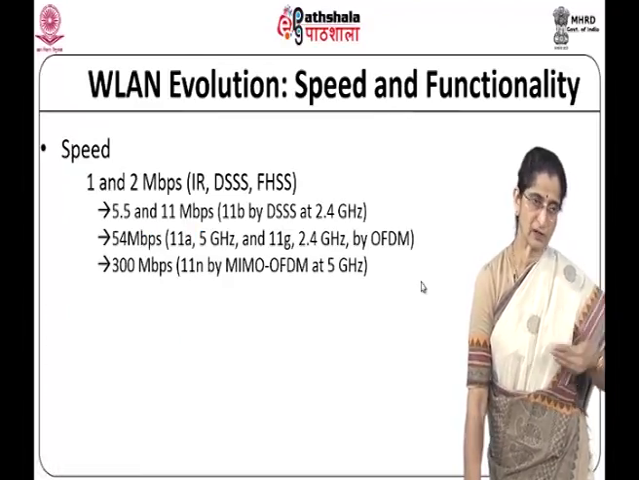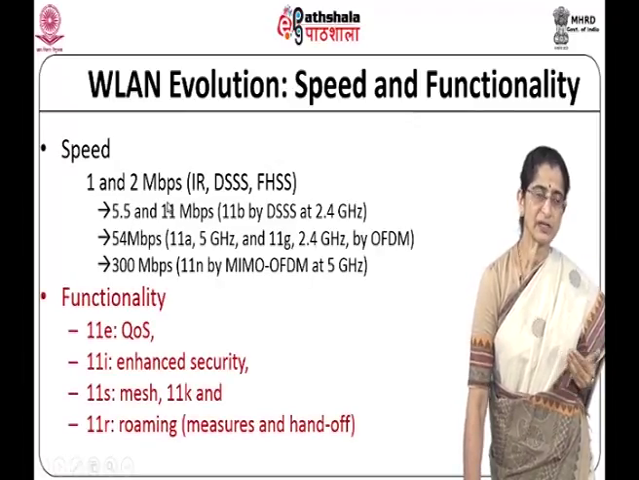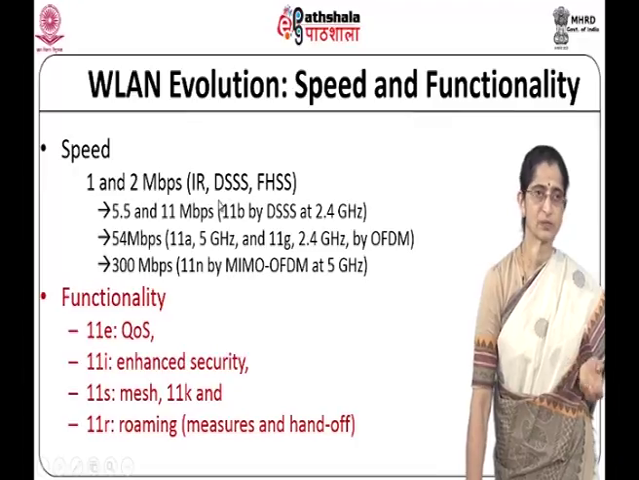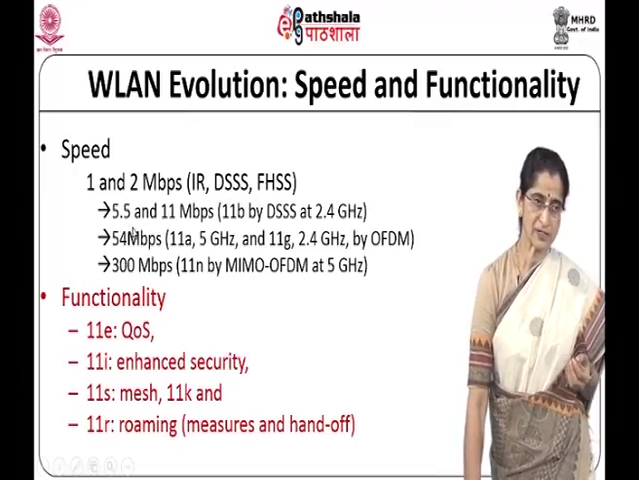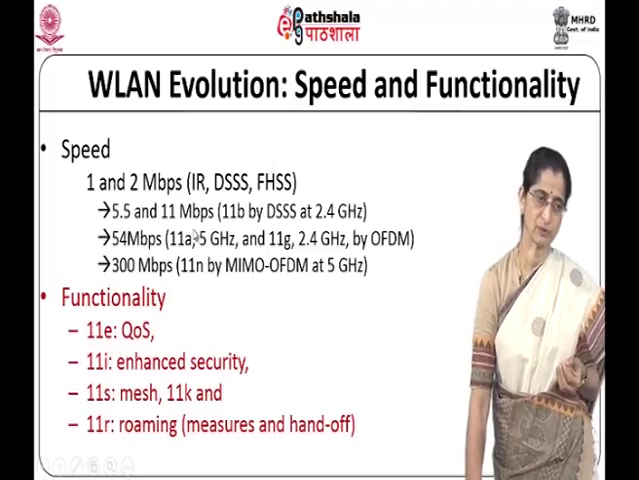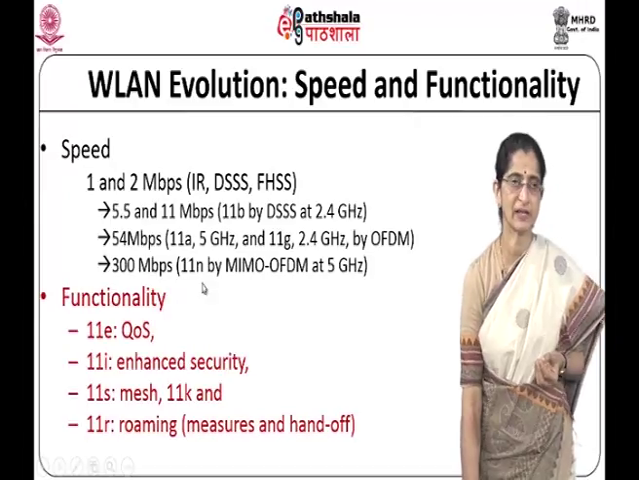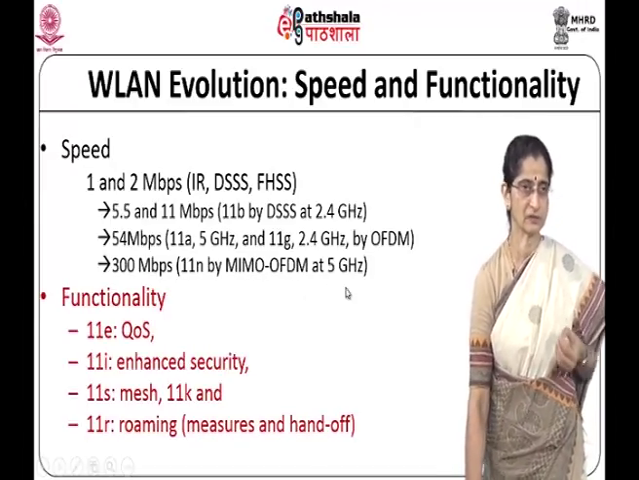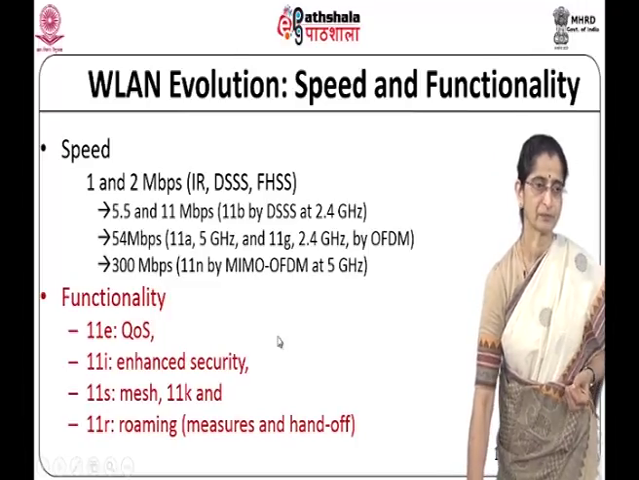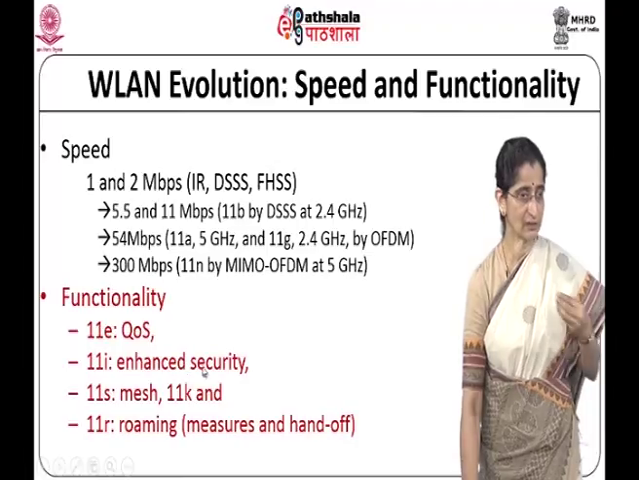If you look at the wireless LAN evolution in terms of speed and functionality, initially 1 and 2 megabit per second was supported using IR, DSSS and FHSS, and then later it moved up from 5.5 to 11 megabit per second and all the way up to 300 megabit per second. This is possible in 11n with multiple input, multiple output OFDM kind of physical layer technologies. And in terms of functionality, we also have improvements that have happened with the evolution.